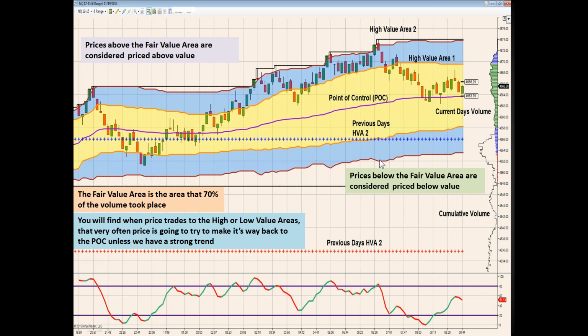Now that could be from the edge of the blue to the upper edge of the blue, but mainly what you're going to see on most days, because most days we don't have a strong trending day, is that price is just going to meander back and forth. And I'll show you that today because we had that today as well.